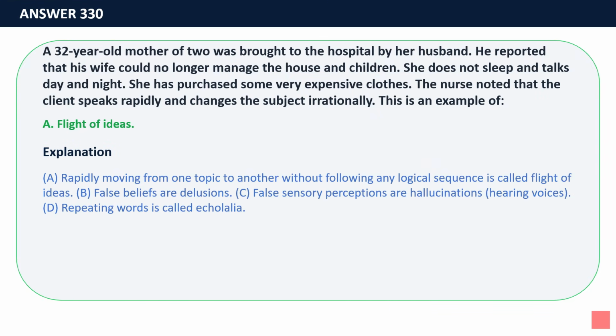Explanation: A. Rapidly moving from one topic to another without following any logical sequence is called flight of ideas. B. False beliefs are delusions. C. False sensory perceptions are hallucinations, hearing voices. D. Repeating words is called echolalia.